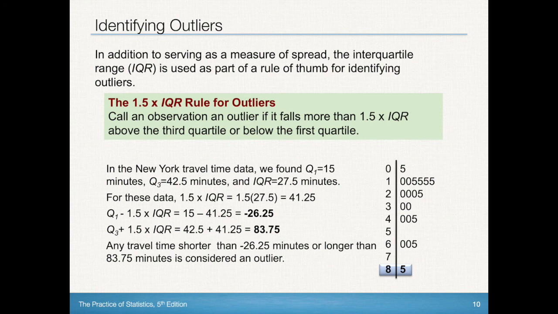Well, it makes sense that we have no values below negative 26.25 because we're talking about commute times. But if we're talking above, we can see from the stem plot here that 85 is a value that is actually higher than 83.75. And so 85 would be considered the one outlier of this data set. So the 1.5 IQR test is essential if you want to have statistical evidence to support your claim that something is considered an outlier.